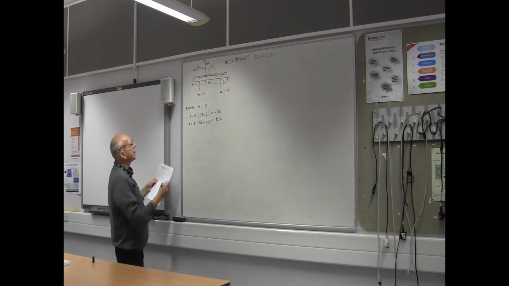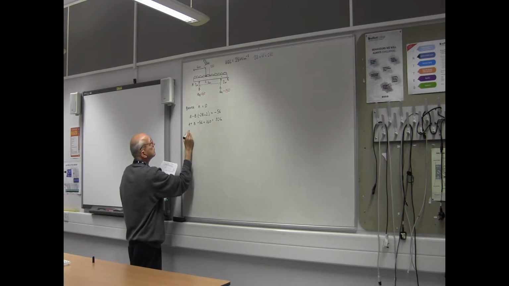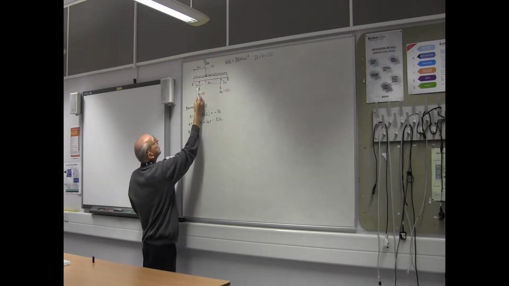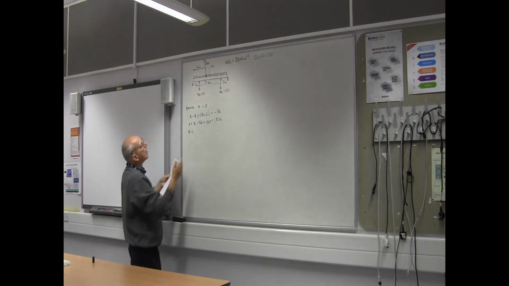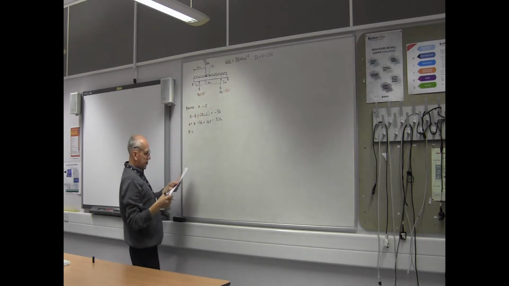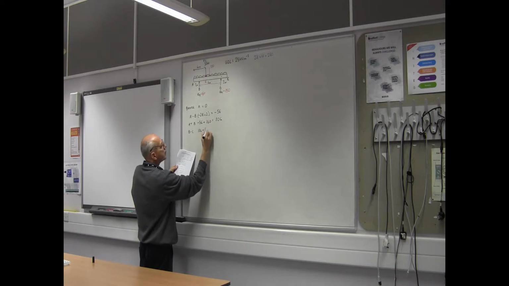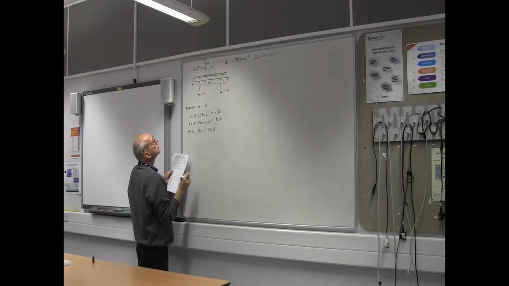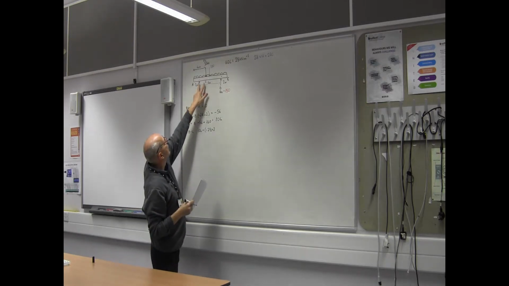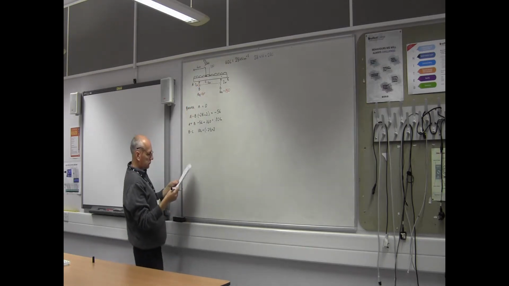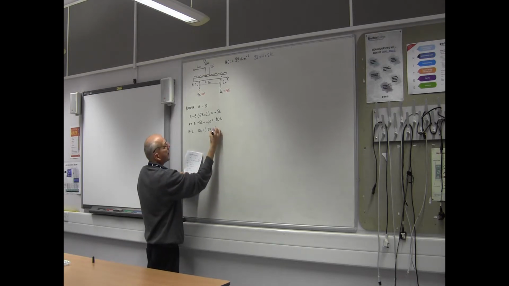Then from B to C, we're now in this realm. From B to C we have 104 plus negative 28 times 2 of those. That two there basically. And that gives me 48.